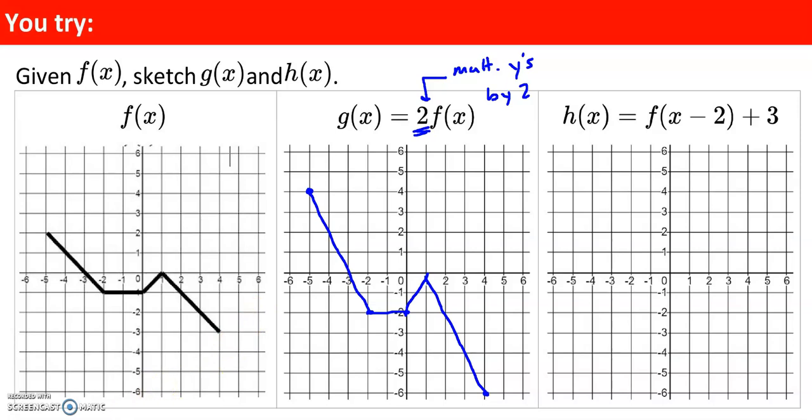Now the different thing here about h of x is that there's two things going on. We've got f of x minus 2 plus 3. So firstly, x minus 2 happening to the x is going to shift which direction? Yeah, it's right 2 units.